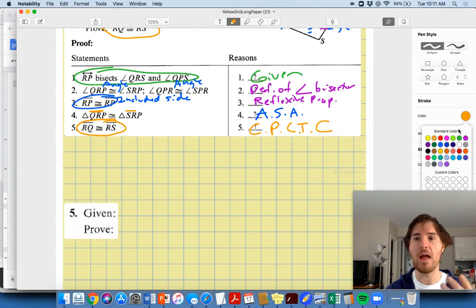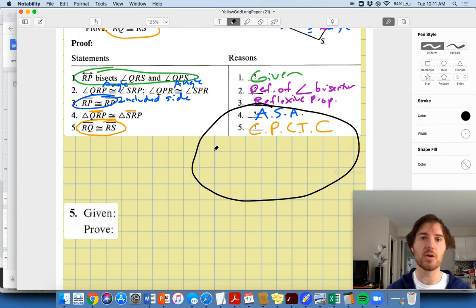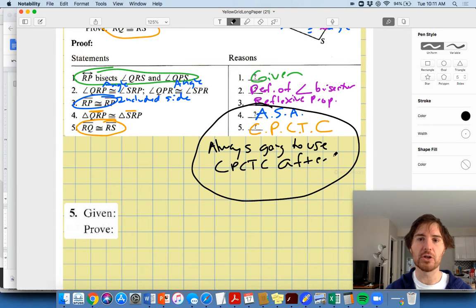I was confused for a month about what CPCTC meant, but this is why: you're always going to use CPCTC after you've established the triangles are congruent by SSS, SAS, or ASA.